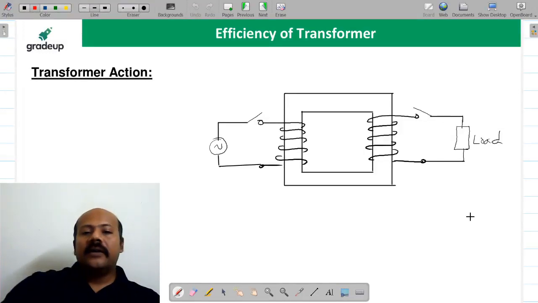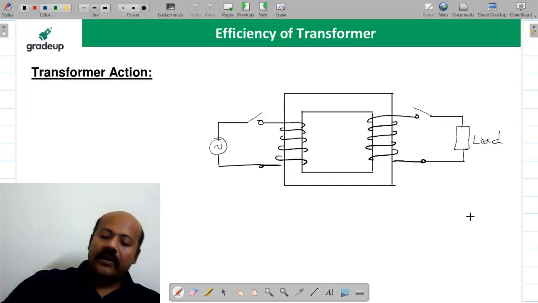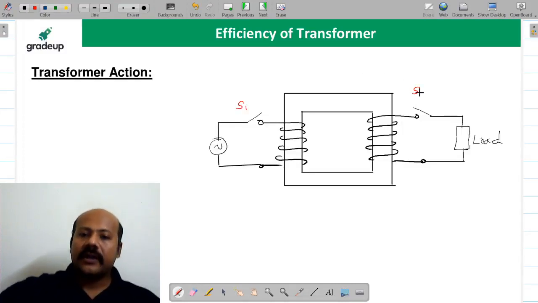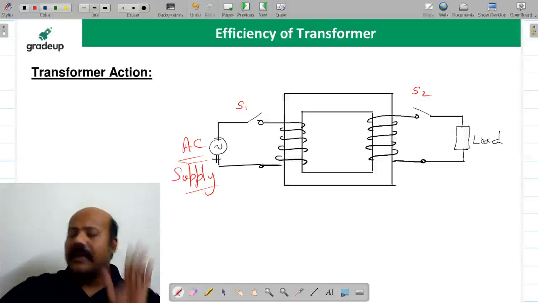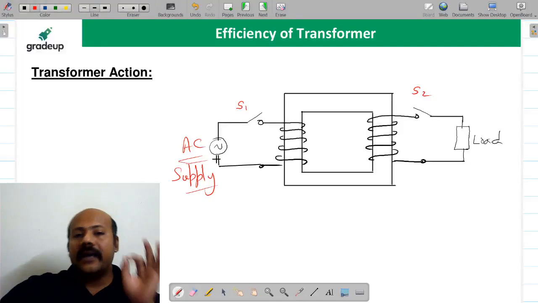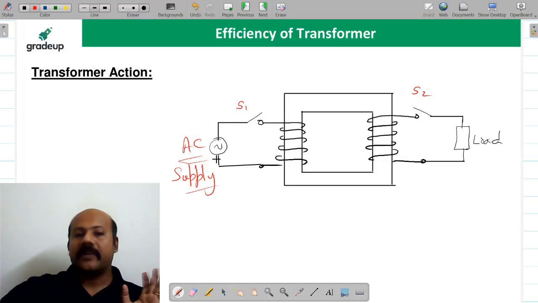Now first we have to understand what is transformer action. For that purpose you just listen to me for a moment and then we will understand what is transformer action. Suppose this is switch S1 and this is switch S2. This is some AC supply. All of you must be very clear in your mind that we are going to use the transformers only with the AC supply. We are not going to use the transformer for the DC supply. I hope you may be knowing the reason.